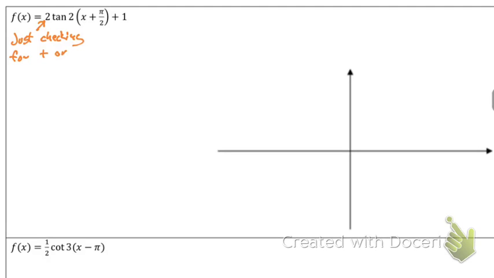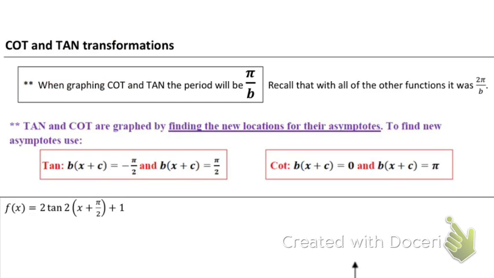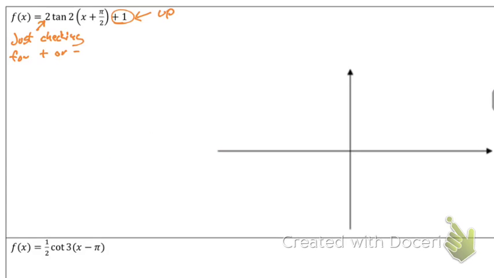For positive or negative, we're just deciding if it's flipped. Then I also care that it's going to go up 1. All right, for tangent values, you set everything in there equal to negative pi over 2, and then you set it equal to pi over 2. So we're going to have two different things.